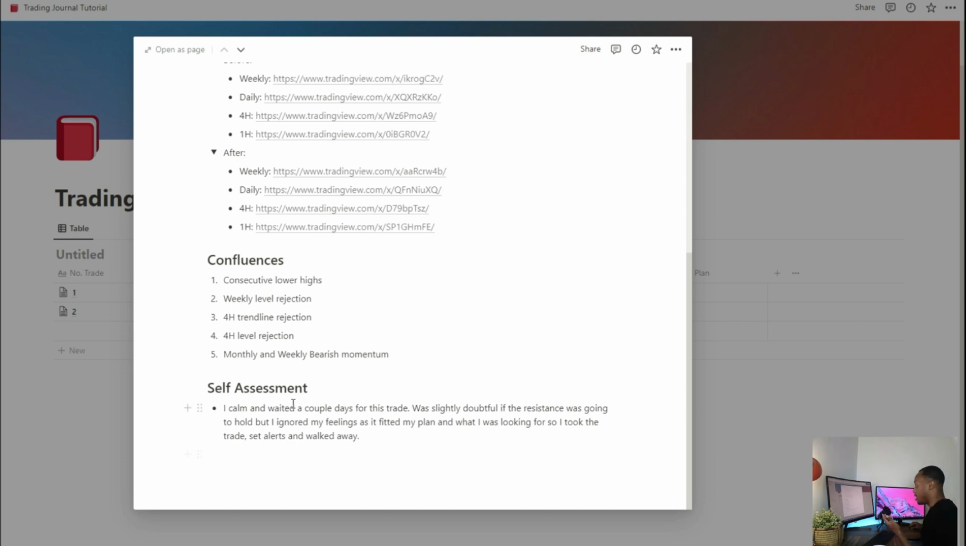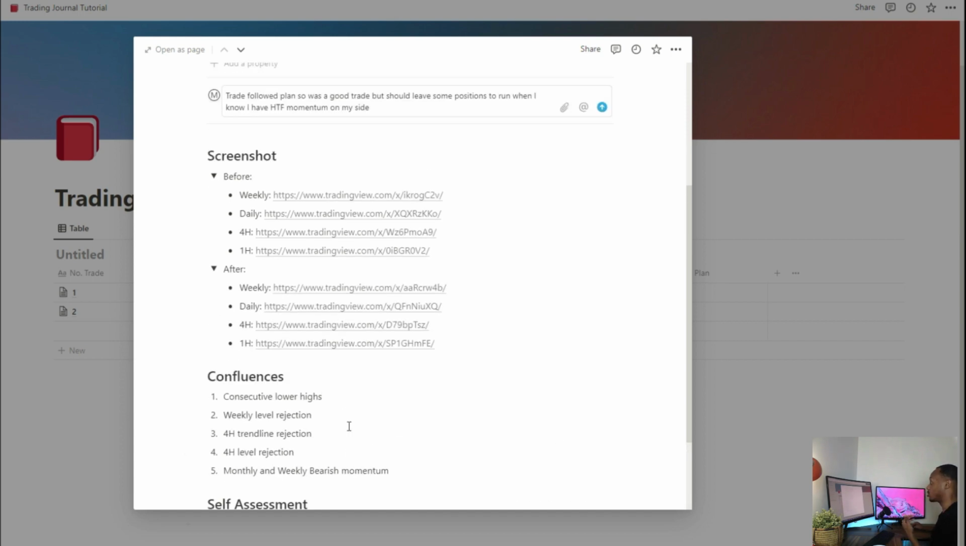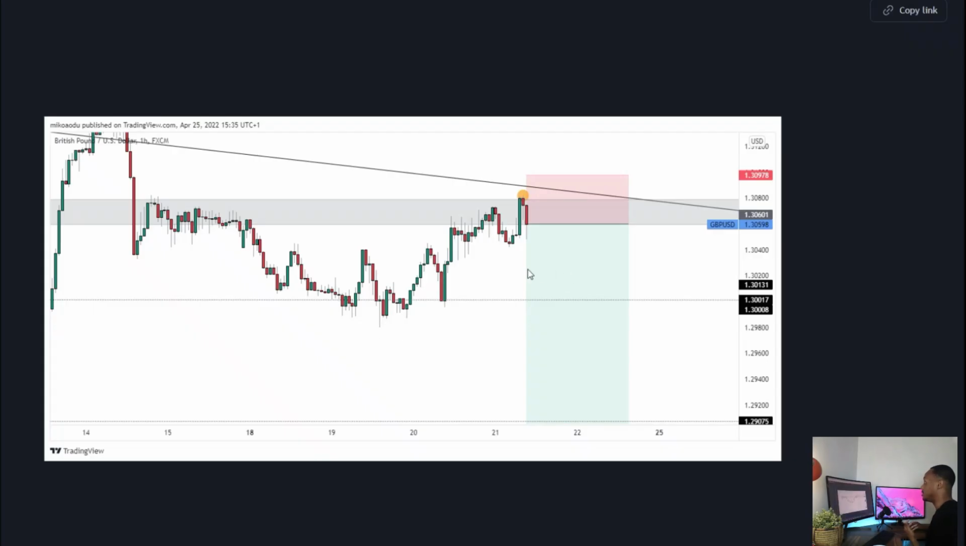So as you can see, I was calm. I waited a couple of days for this trade, was slightly doubtful if the resistance was going to hold, but I ignored my feelings as it fits my plan, and it was what I was looking for. So I took the trade, set alerts, and walked away. So this is the pound USD trade there. As you can see, the screenshot of it.